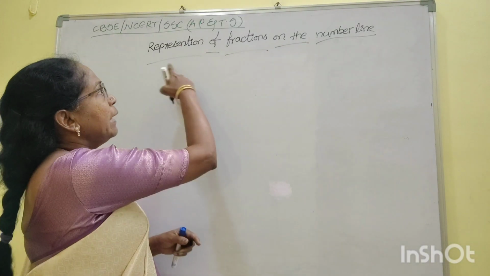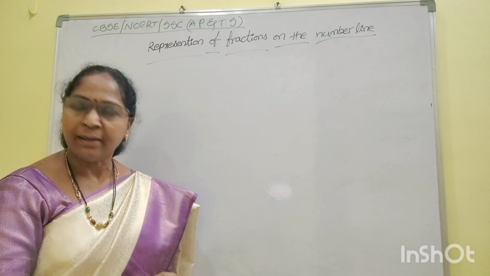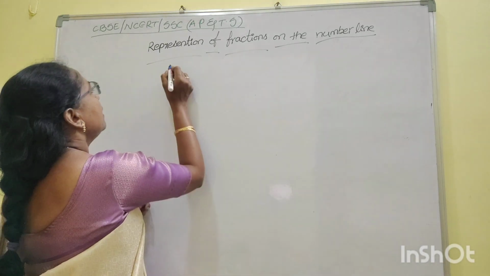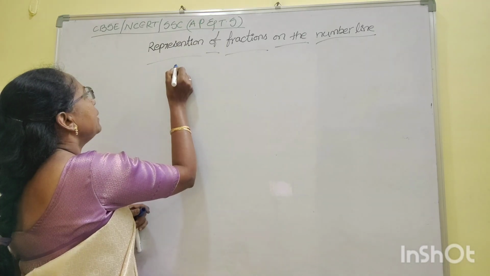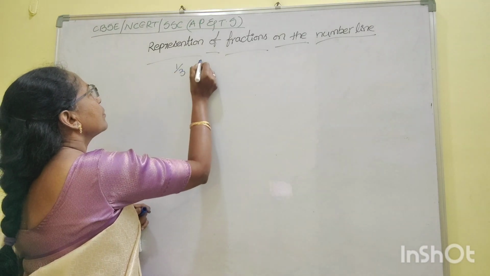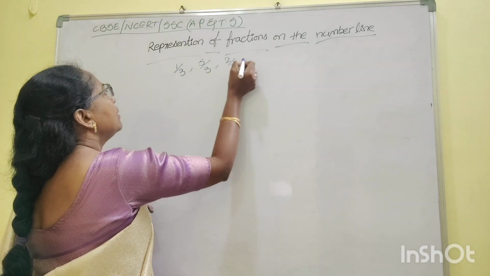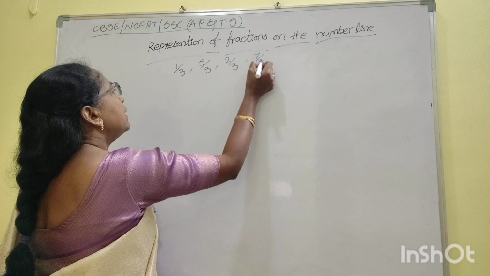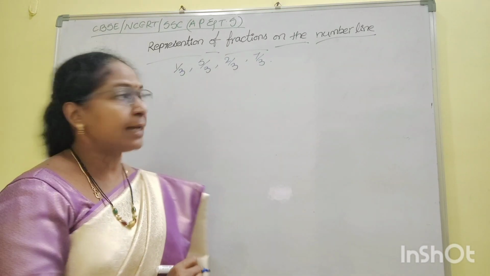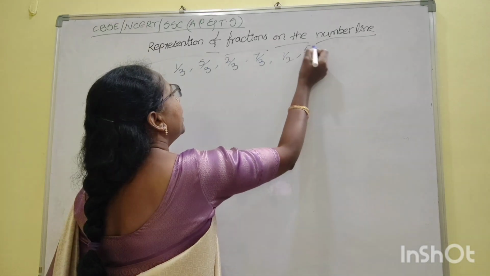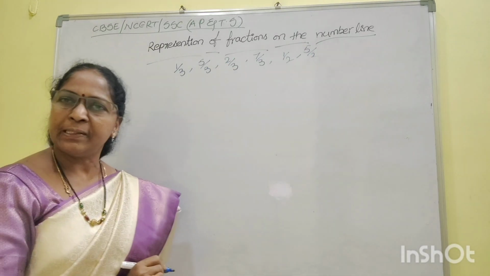Next topic is representation of fractions on the number line. You have to represent the given fractions on the number line. Here the given fractions are, for example, 1 by 3, 5 by 3, 2 by 3, 7 by 3, like this. These are the fractions. And one more is 1 by 2, 5 by 2. These are all fractions you have to represent on the number line.